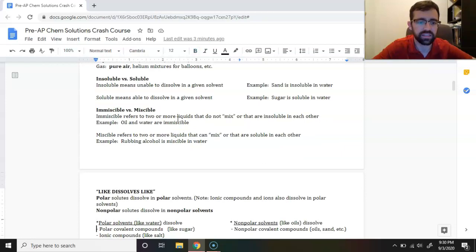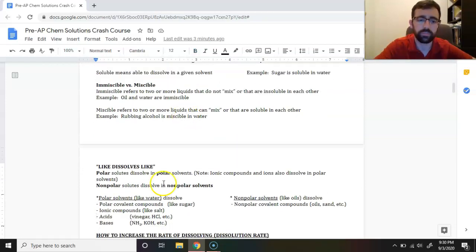Like dissolves like. This explains the rule of thumb in deciding how things will dissolve. Polar solutes dissolve in polar solvents. So we're talking about polarity. That's something we didn't talk about a whole lot last year, but you have to look at the shape of the molecule and whether the molecule is made of different types of atoms. If a solute is polar, it will only dissolve in a polar solvent. An ionic compound will also dissolve in a polar solvent, and so will acids and bases. Nonpolar solutes dissolve in nonpolar solvents.